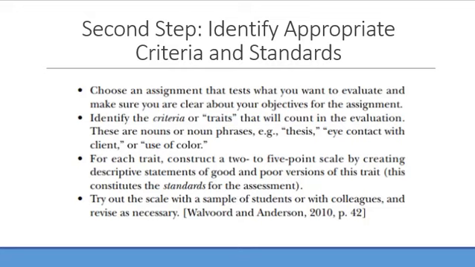To construct a rubric for an individual assignment, a teacher should do the following. Choose an assignment that tests what you want to evaluate and make sure you are clear about your objectives for the assignment. Identify the criteria or traits that will count in the evaluation. These are nouns or noun phrases, for example, thesis, eye contact with the client, or use of color. For each trait, construct a 2 to 5 point scale by creating descriptive statements of good and poor versions of this trait. And try out the scale with a sample of students or with colleagues and revise it as necessary.